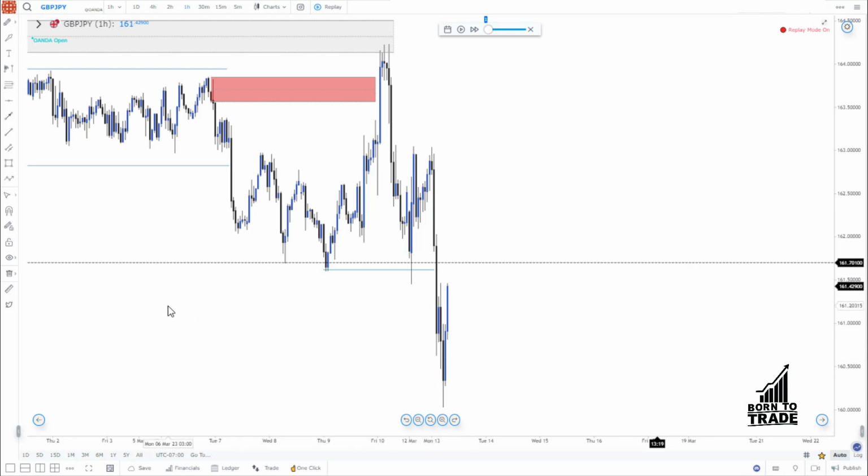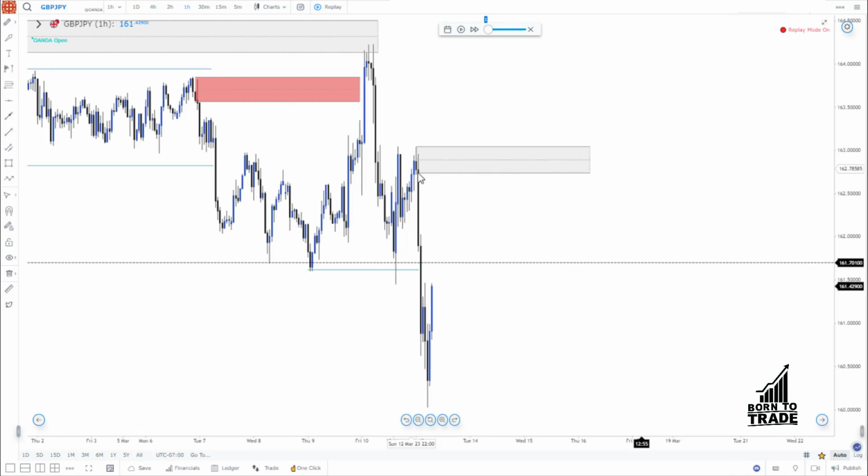Now here was another question people asked. They were asking, why didn't I choose this particular zone? Since we have a break of structure to the downside, we have this imbalance which price is coming back to react off, and they were asking, why didn't you choose this zone? Why did you choose another zone?